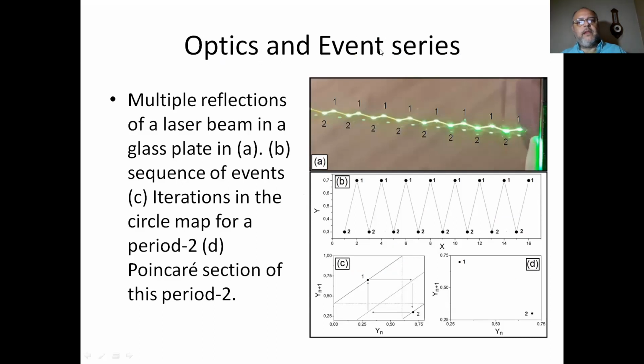Let's see here optics and event series. Here you can see multiple reflections of a laser beam in a glass plate, and you can see the sequence of events 1, 2, 1, 2, 1, 2. This sequence of events reproducing this phenomenon is obtained from a circle map. This plot represents the circle map in this period 2, 1, 2, 1, 2, 1, 2. And this is the Poincaré section of this system.